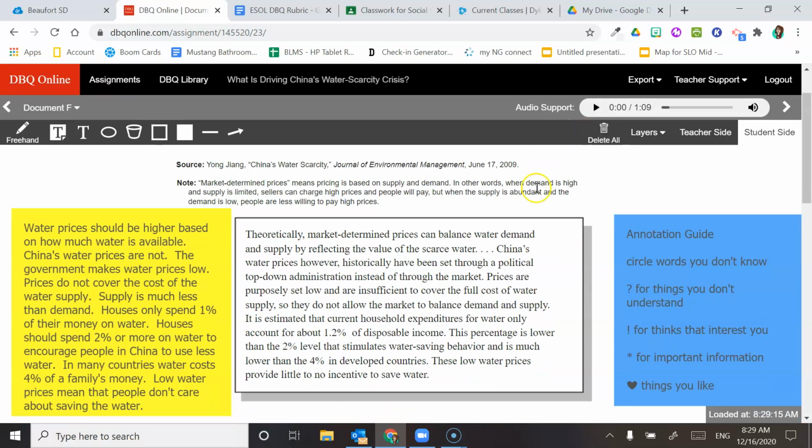So this one was really hard, I thought. So I reworded it over here. Water prices should be higher based on how much water is available. China's water prices are not. The government makes water prices low. Prices do not cover the cost of the water supply. Supply is much less than demand. Houses only spend 1% of their money on water. Houses should spend 2% or more on water to encourage people in China to use less water. In many countries, water costs 4% of a family's money. Low water prices means people don't care about saving the water.